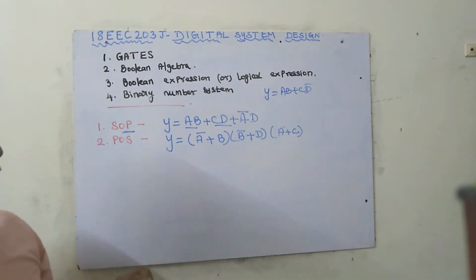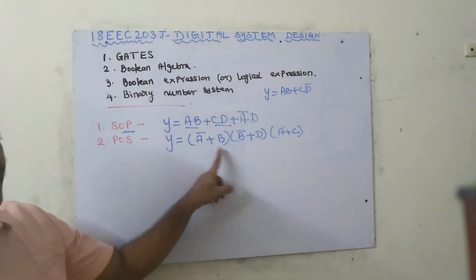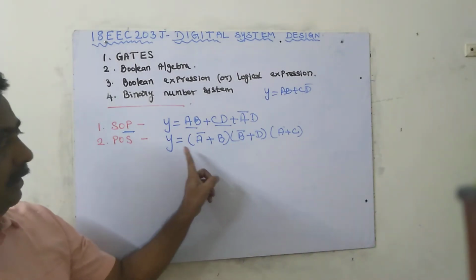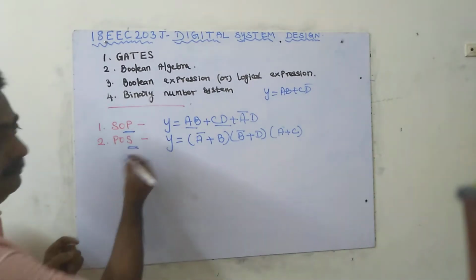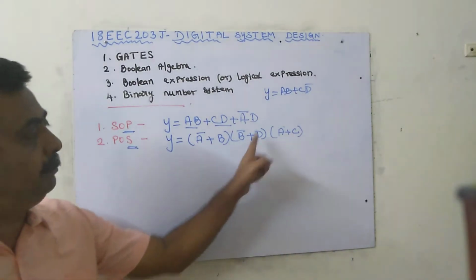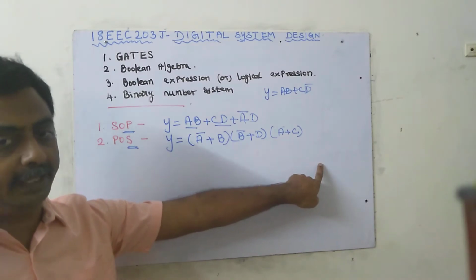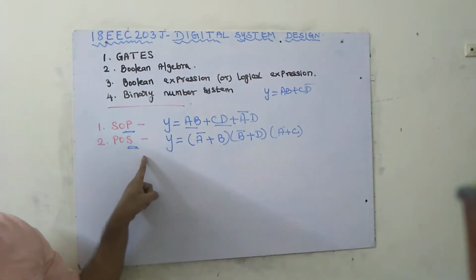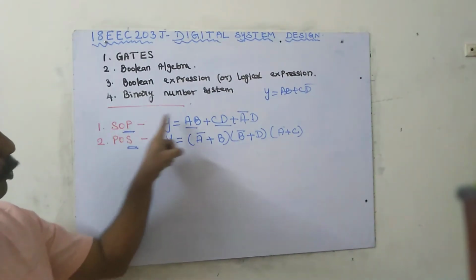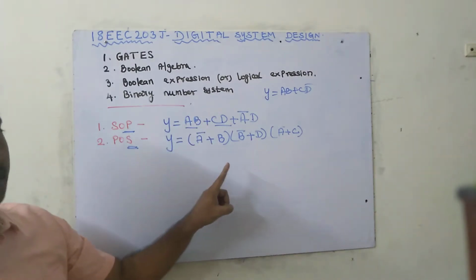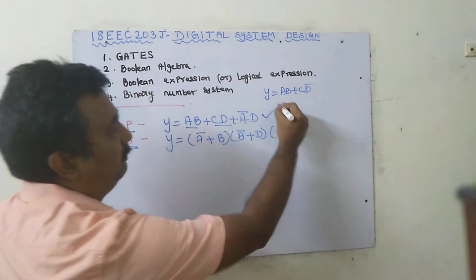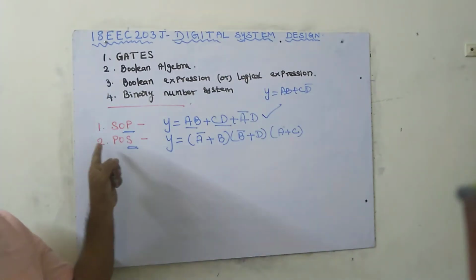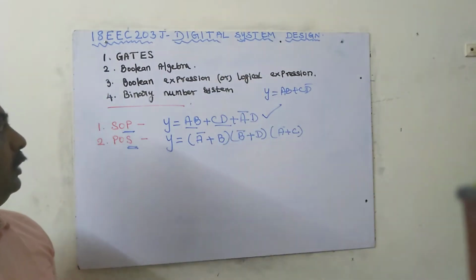Why is it product of sum? First we are doing the sum, that is, first we are using an OR gate. Sum here, another sum here, another sum here. First we are doing the sum, then we are multiplying, that is producting. So it is called product of sum. The first one is SOP form, this is called POS form. Either we can use SOP form or POS form, but mostly we will use only SOP form. It will be convenient for us.